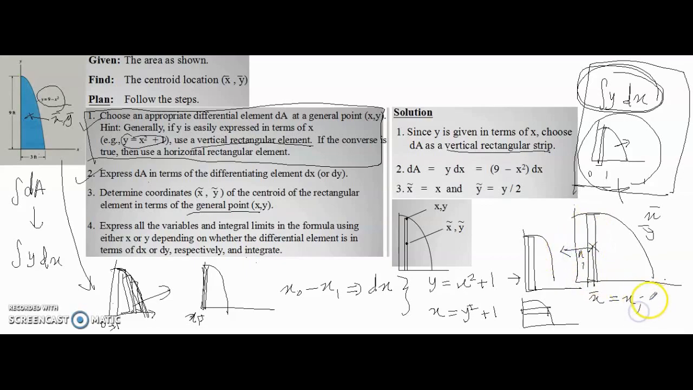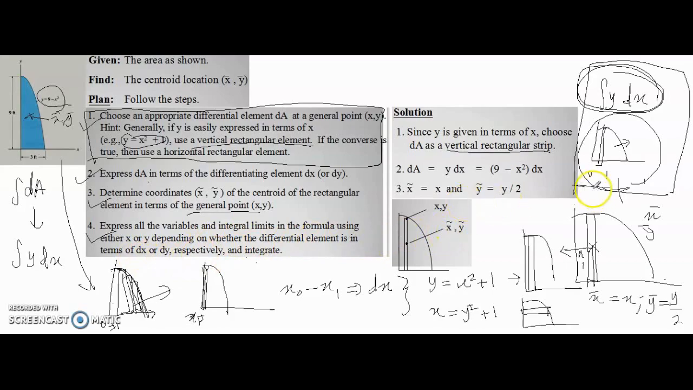So y bar is equal to half of whatever the y value is, y over 2. Okay, so you have already done step 3 and then we go to step 4, where we solve the questions. Express all the variables and integral limits in the formula using either x or y, depending on whether the differential element is in terms of dx or dy.